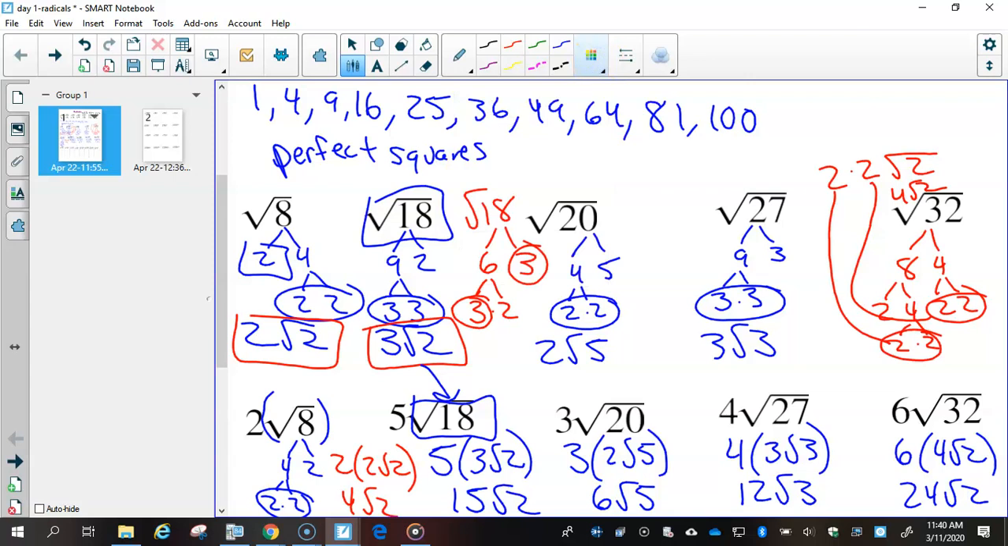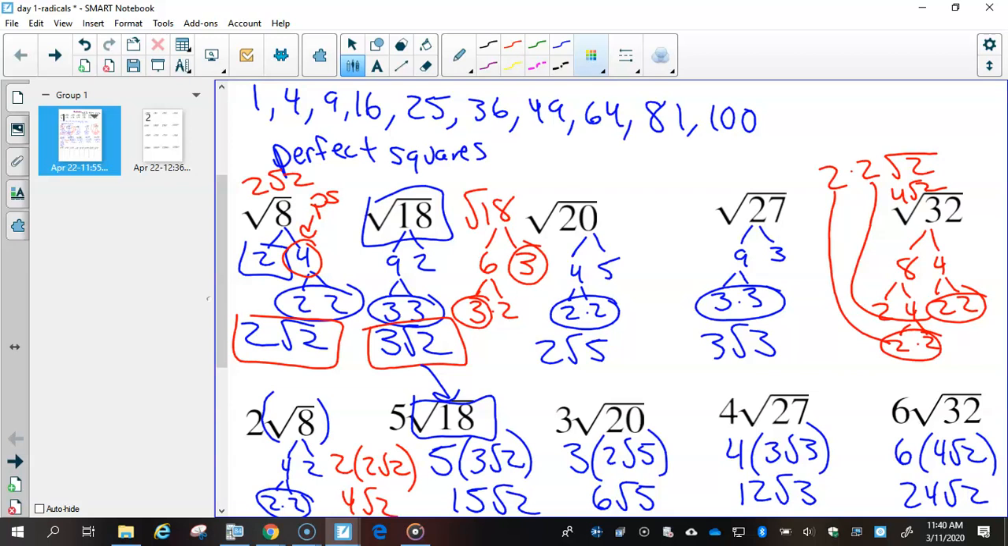So for 8, we know 2 and 4 are factors of 8. We know 4 is a perfect square, and the square root of 4 is what? 2. So if we know that 4 is a perfect square, I'm going to call that PS right now. If 4 is a perfect square, we know the square root of that number. We can say whatever the square root of the perfect square is will come outside. And you could keep doing that.